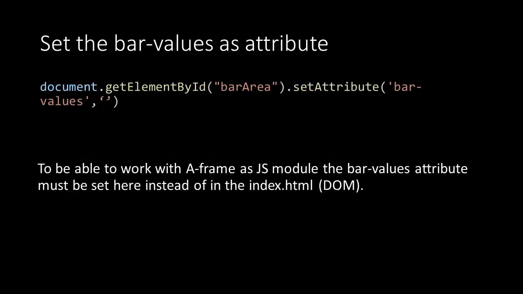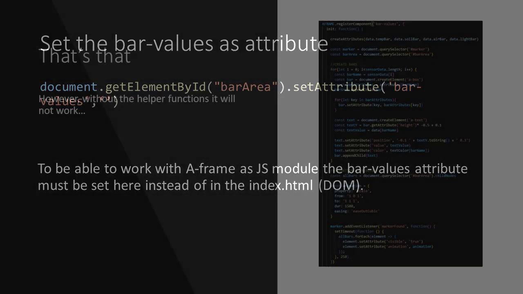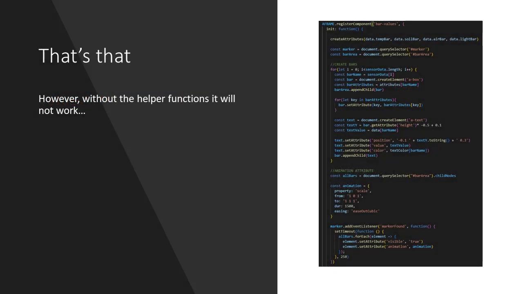This finishes our init function, but still there's one thing we need to do because we are working in the module version of A-Frame. And as I explained before, now we need to link the bar area element to our component by setting the attribute and using the name BarValues. Then it's time to create our helper functions.